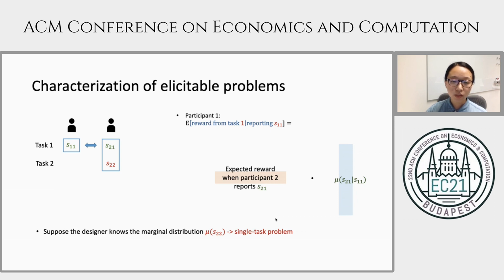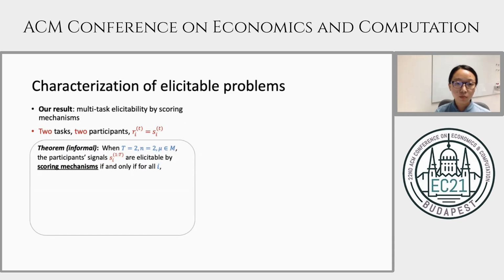So we can directly use the characterization for the single task problem. Based on this observation, we characterize the elicitable multitask problems. Suppose now we have a multitask problem, knowing that mu must belong to a set M. And for each of the participants, we check whether the following holds.